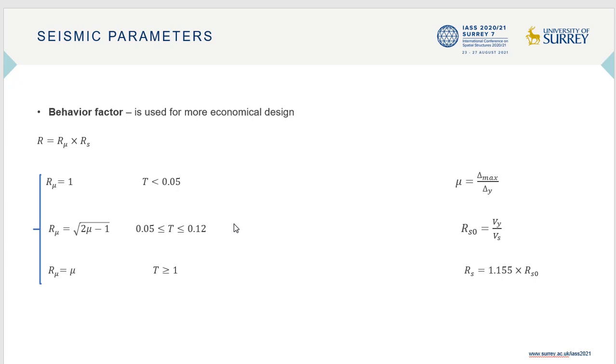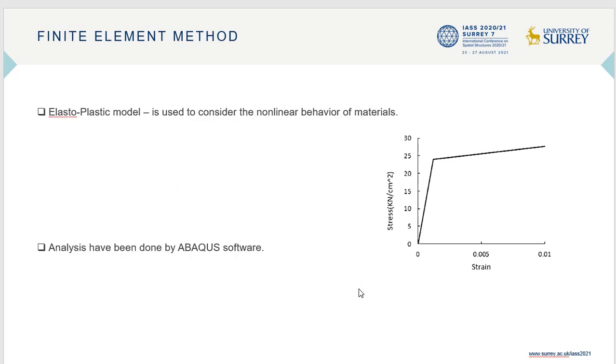And the other one, Rs0, is the overstrength factor. We compute Rs0 equal to Vy divided by Vs and then multiply this value by 1.155. This value considers the effects of the difference between the nominal and real stress of material, the effect of non-structural elements, and etc. From the finite element point of view, an elastoplastic model is used in order to consider nonlinear behavior of material, and the analysis has been done by Abaqus finite element software.